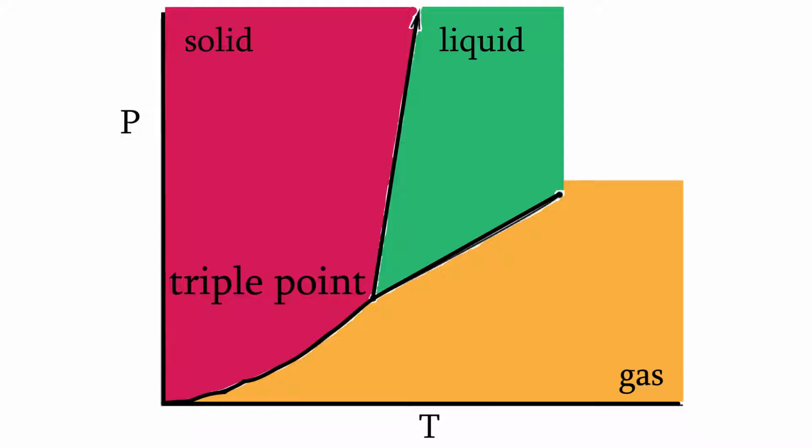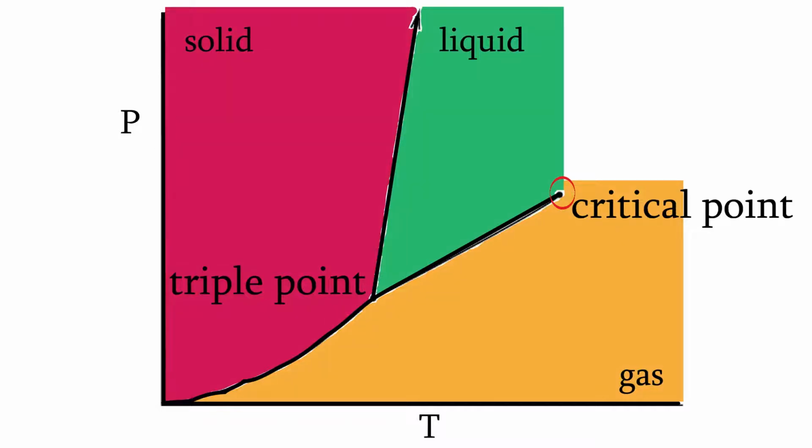Also, notice that the line separating the liquid and gas phases stops at a very high pressure and temperature. That's because if we get the pressure high enough, a gas becomes so thick that it's not possible to distinguish between a gas and a liquid anymore. They become basically identical. The place where that happens is called the critical point, and the temperature and pressure at that point are called the critical temperature and the critical pressure.